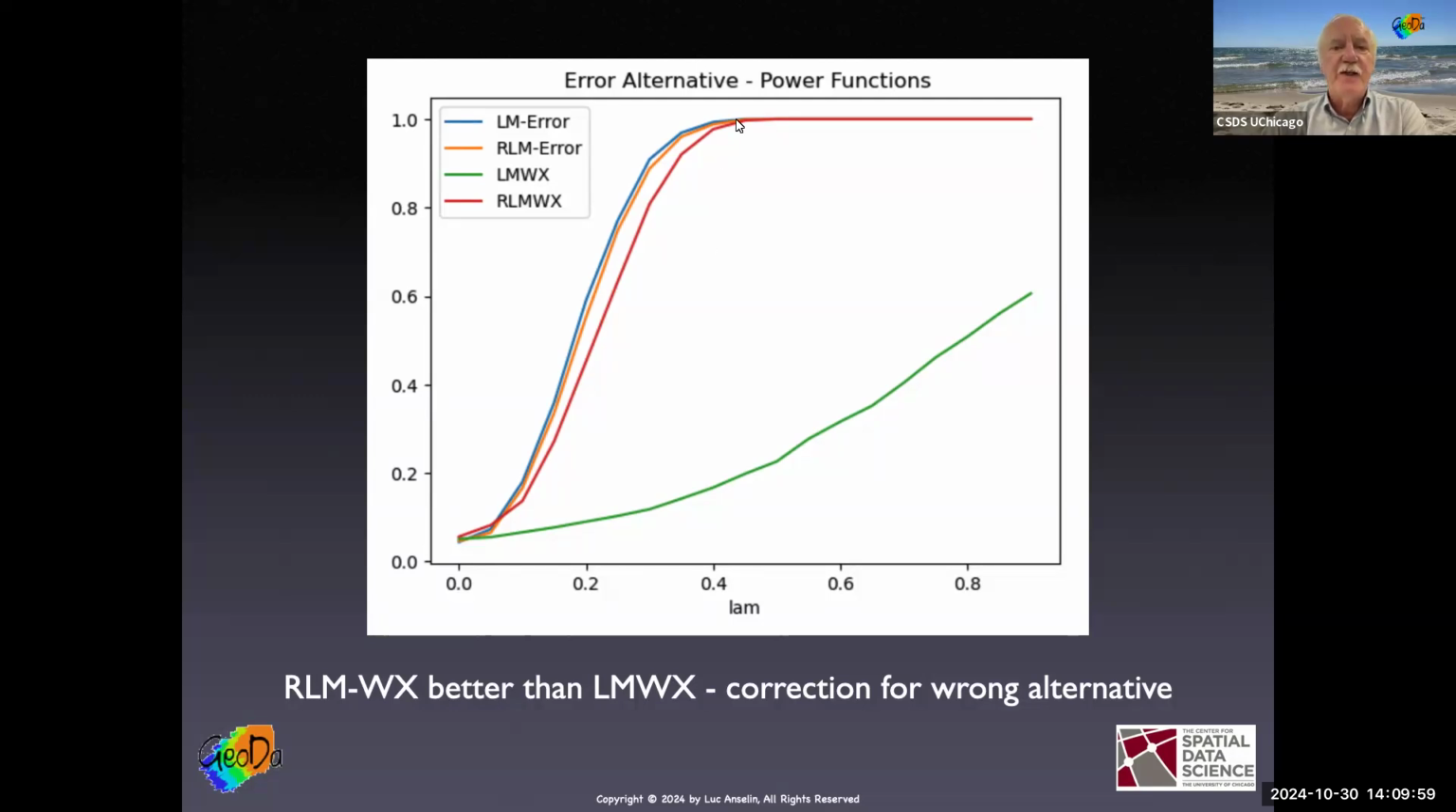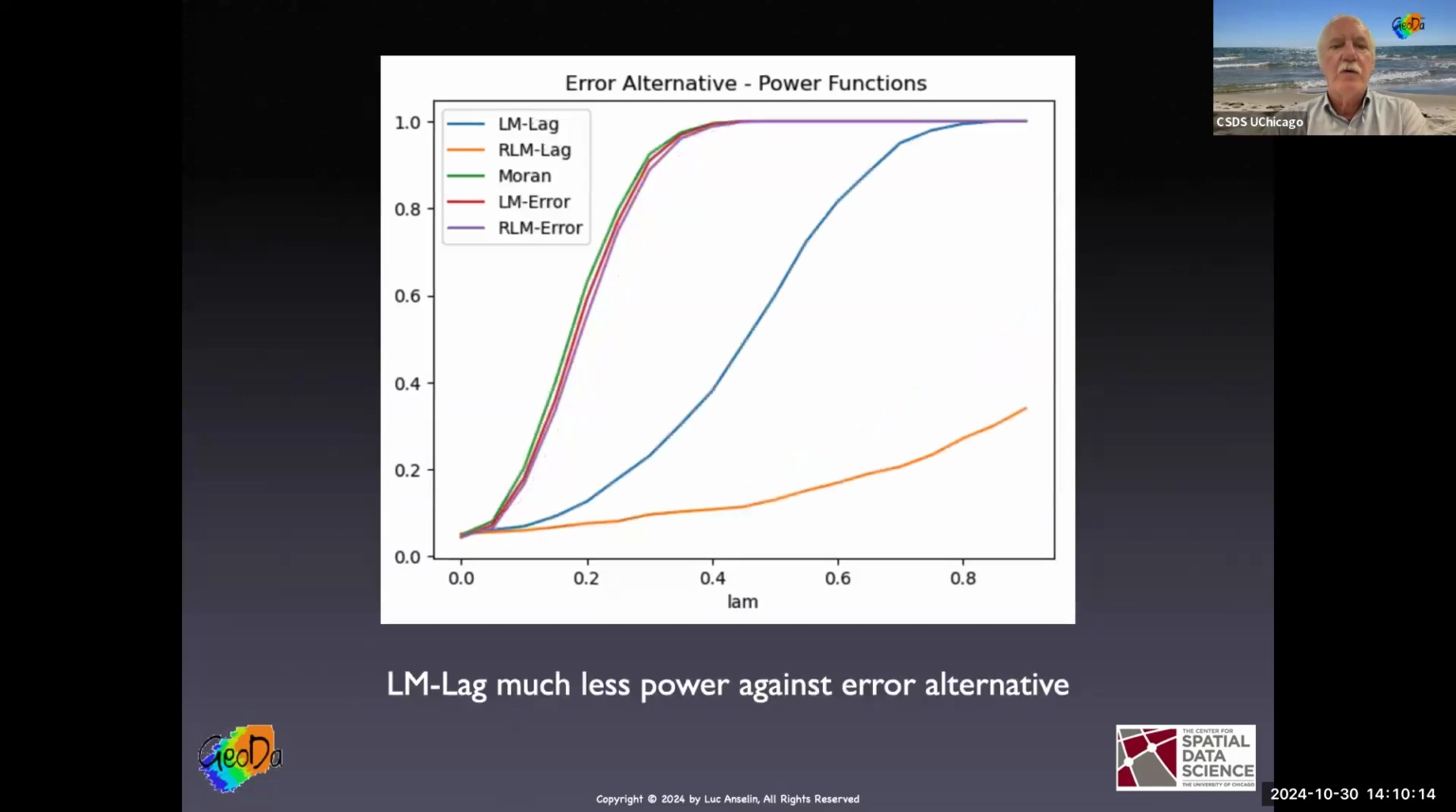So what this means is around here, you have 100% rejection for a value of lambda of 0.4. I misheard you, but in the last slide, did you say that the orange one is perfect or something? This one? So the first slide is the error alternative, and we use the lag test. The blue one is the lag test. So you see that again, there's the S shape. The lag test has power, but not nearly as much as the error tests, right?